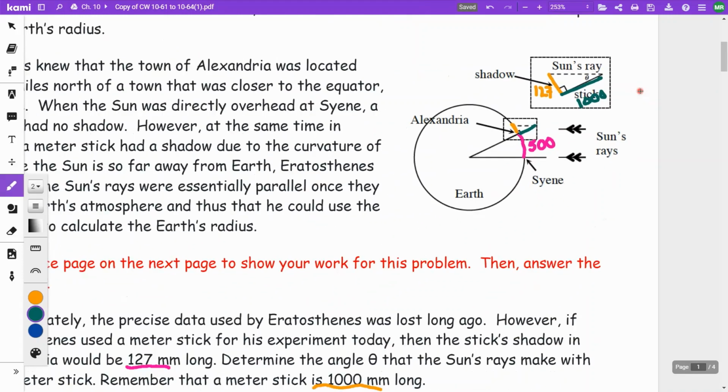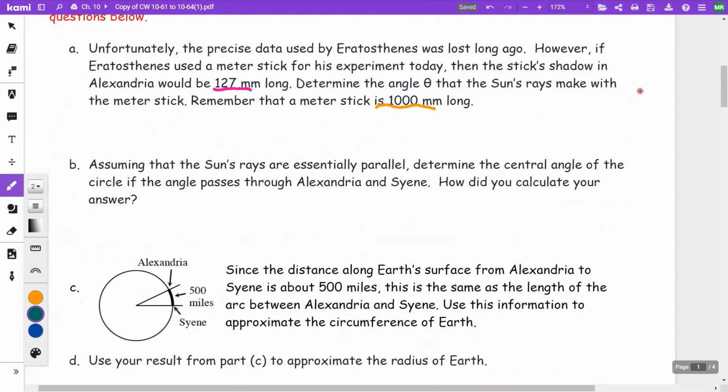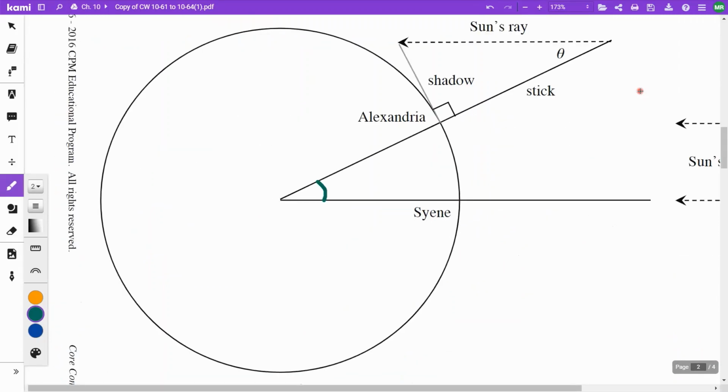So let me put this information on this. We know that this right here is 500 miles. This is 1,000 millimeters, and this over here is miles. We know that the shadow that it's casting is 127, and that is millimeters.